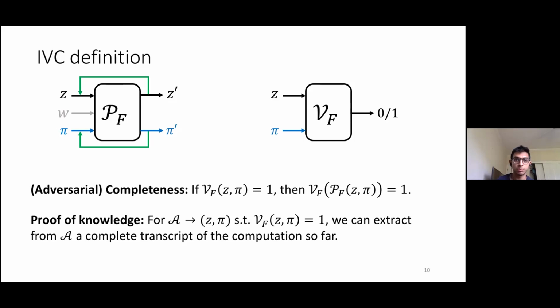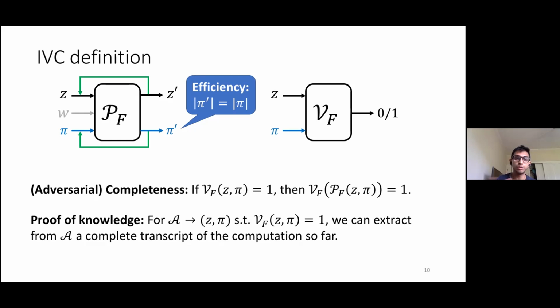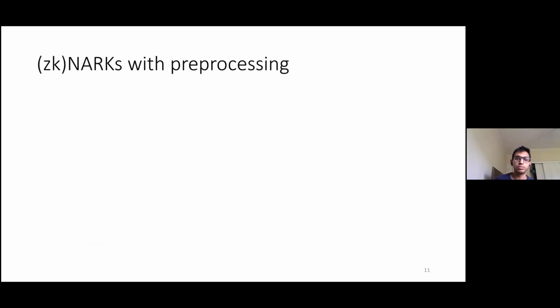Okay. The efficiency property we want is that the proof size should not grow with the number of computation steps. Right. So this means that it should be equal across the invocations of the prover. All right. Okay. So that's IVC.